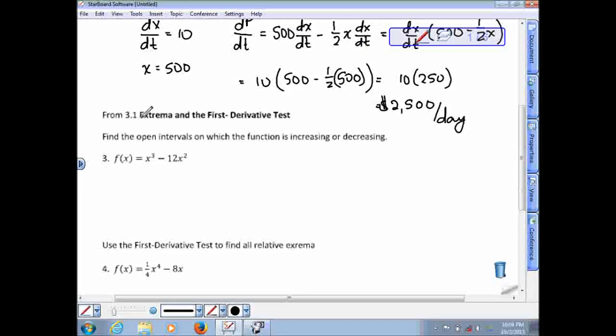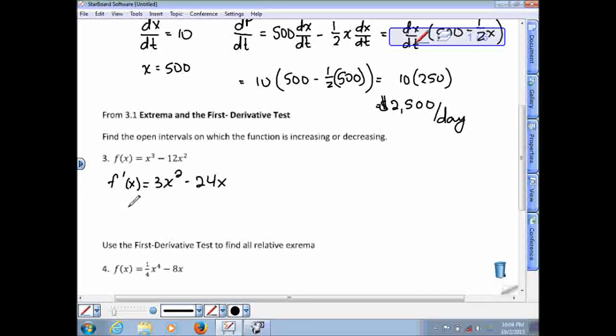So 3.1, lesson 3.1 was using the first derivative as a means of finding intervals in which the function is increasing or decreasing. It had to do with the slope of the tangent line. If the first derivative yields a positive value, that's a positive slope of a tangent line. That's an increasing interval of the function. And if the first derivative yielded negative values, that was indicative of a decreasing interval. So we take the first derivative, which is equal to 3x squared minus 24x.